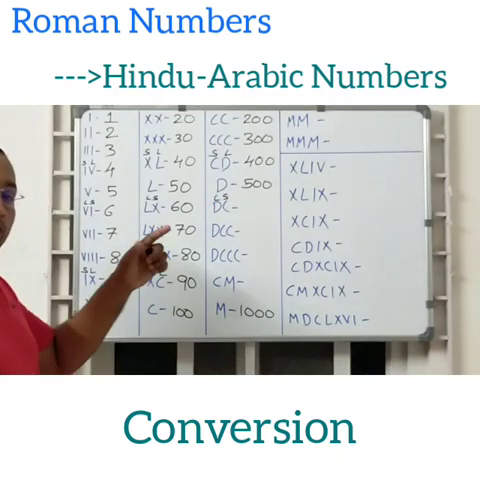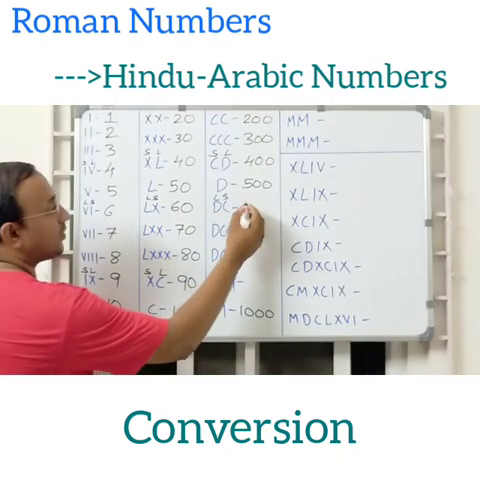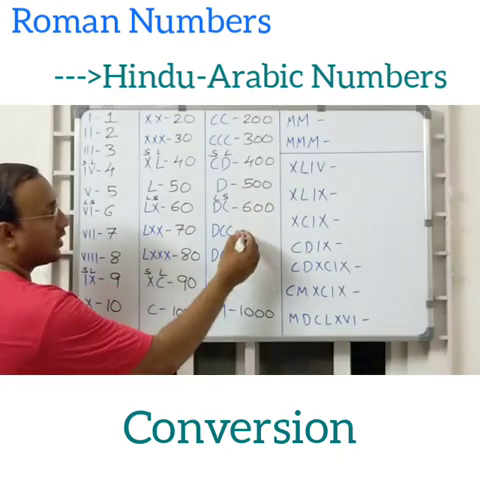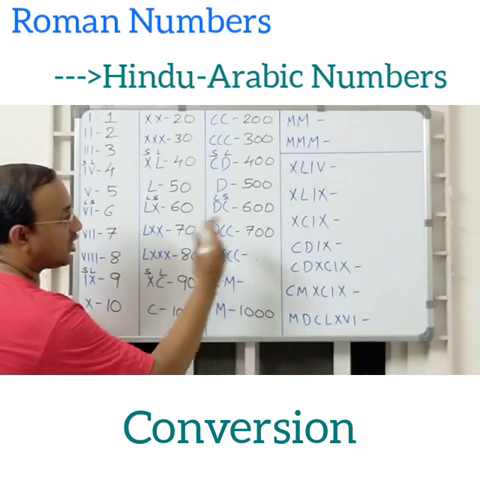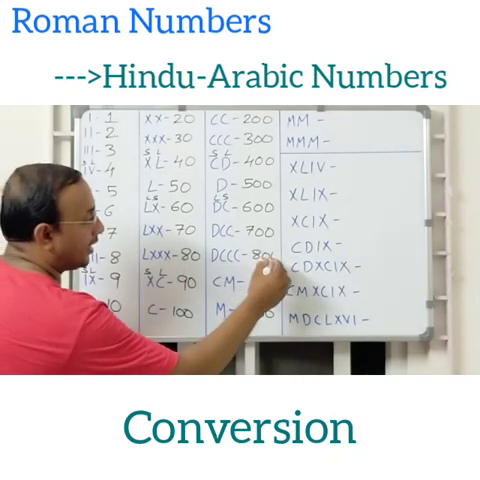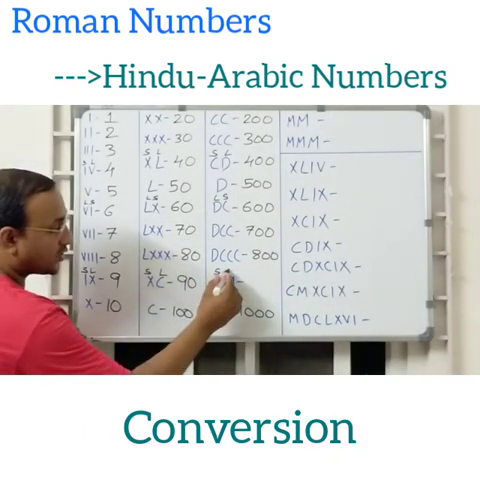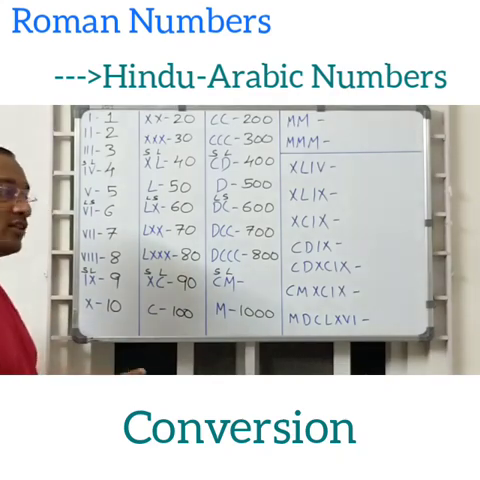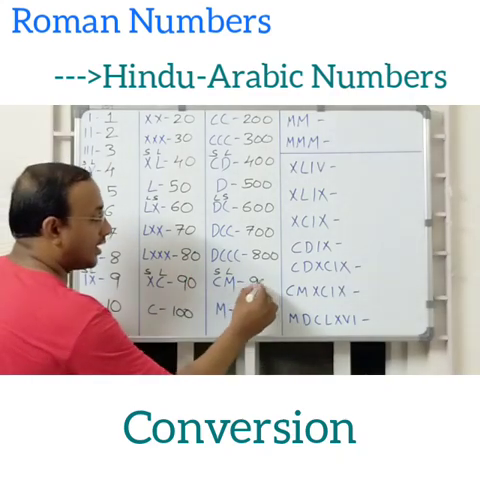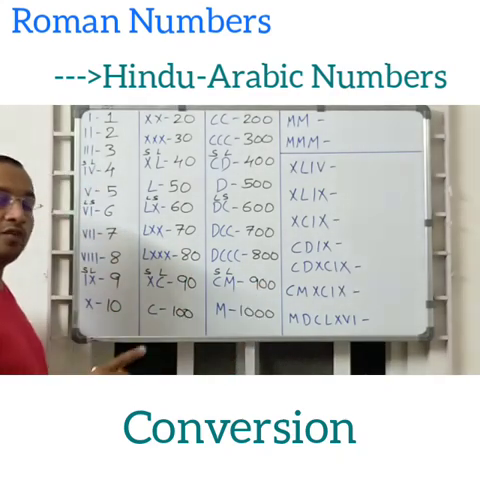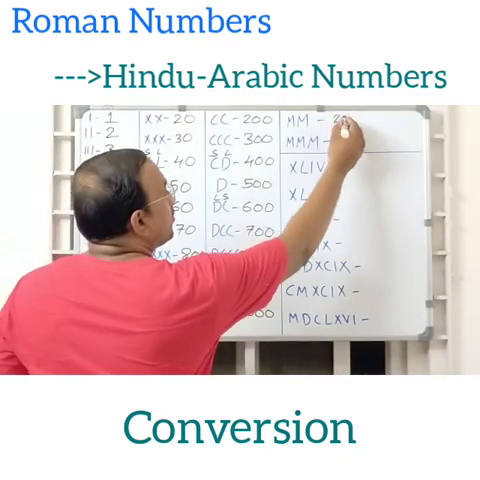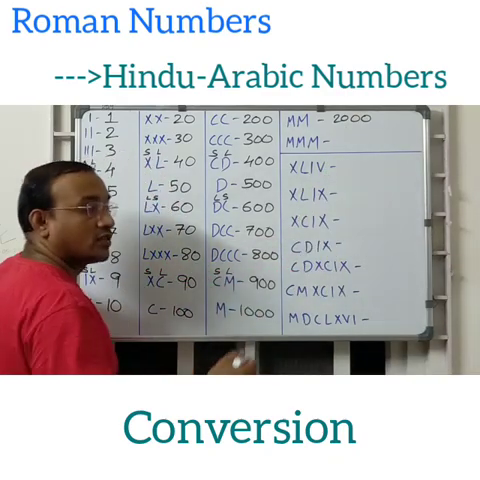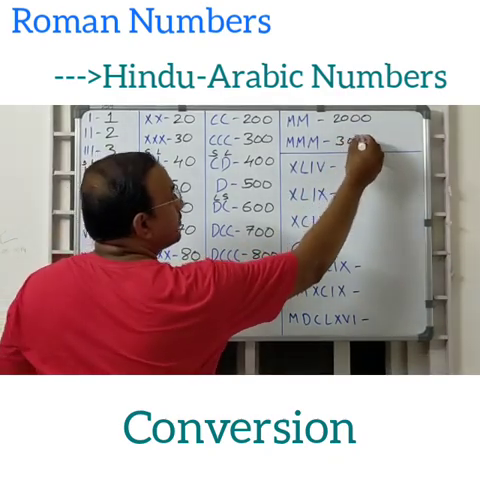Next, DC, larger and then smaller. When we have larger first, go for addition. So 500 plus 100, 600. Next, this is the same, 700. And then here also we have larger before smaller ones, addition, 800. And here smaller first, then larger. What do we do? Subtract the values. 1000 minus 100, it's 900. So whenever you have CM, we write 900. And then we go for MM, repetition. What do we do? Add. Similarly, 3 M's, also add.